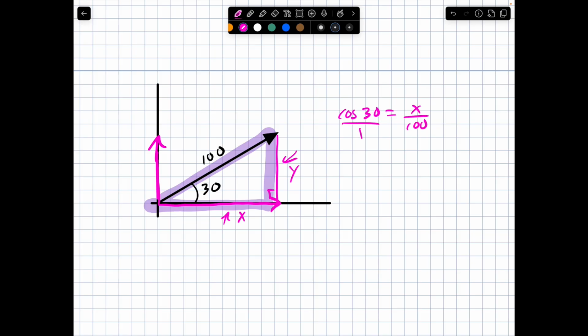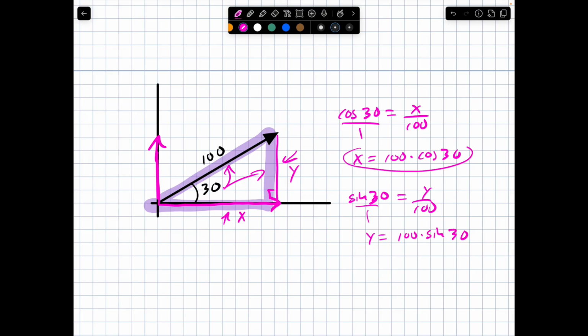If I cross multiply, I get x is equal to 100 times the cosine of 30. By the same argument with y, I can say sine of 30 is equal to y over 100 because it's opposite over hypotenuse. Then if I cross multiply, I get y is equal to 100 times the sine of 30. Now for x, 100 times the cosine of 30, make sure your calculator's set in degrees and check my calculations. If I do 100 cosine 30, I'm going to get 86.6. And if I do 100 sine 30, I'm going to get 50.